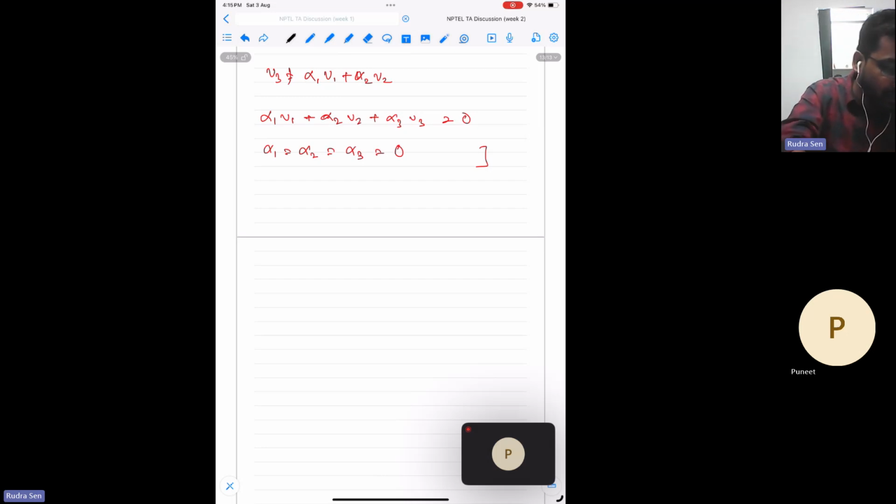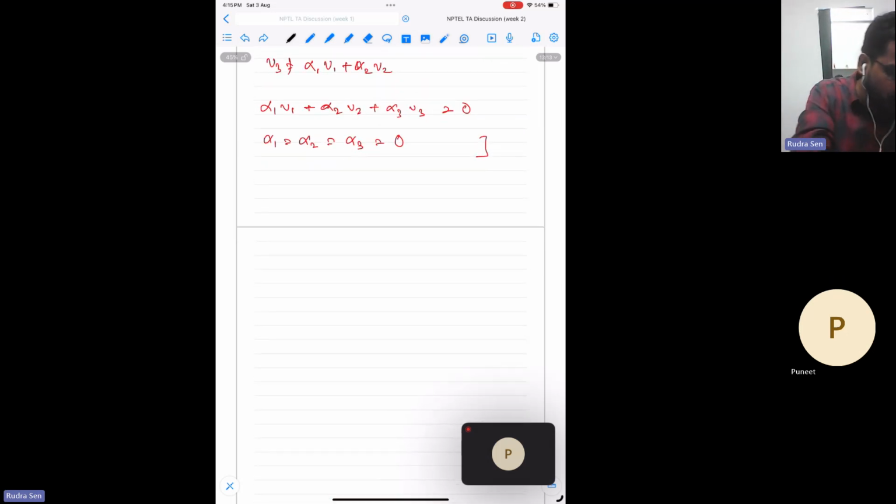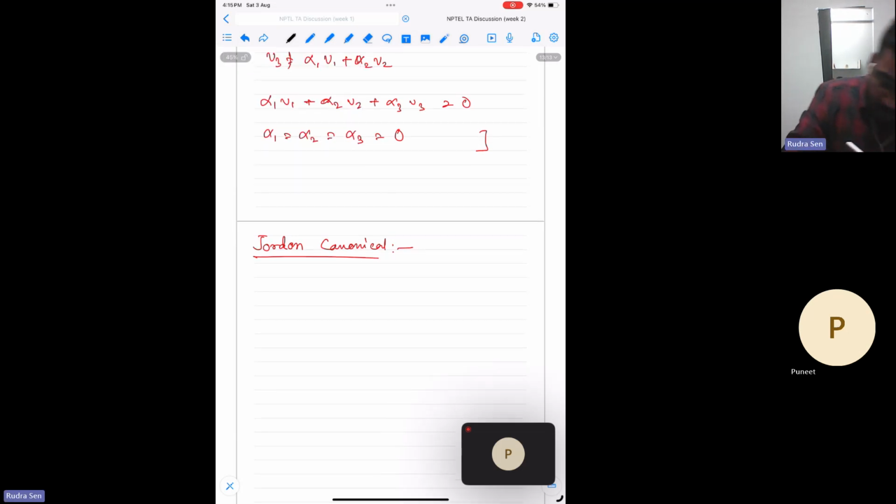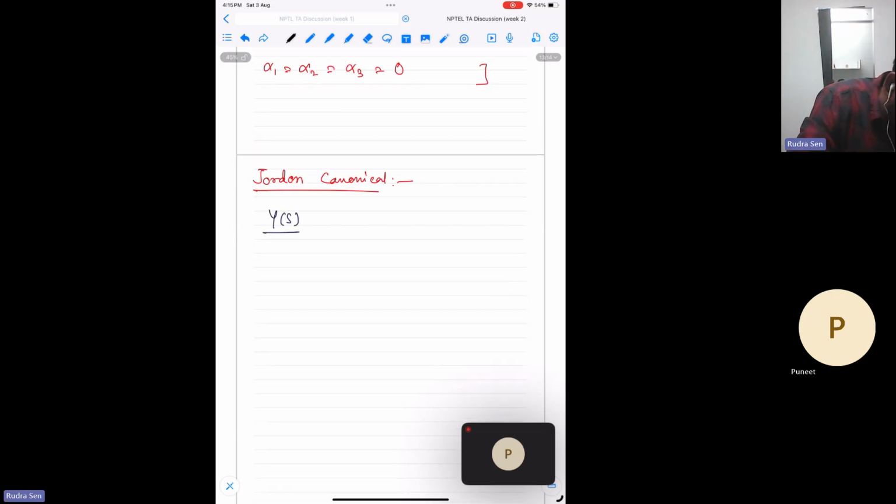So just let me discuss a little bit about Jordan canonical form. Here I'm using the proper transfer function: b1 s plus b naught divided by s cubed plus a naught, b2 s squared plus a1 s plus input.